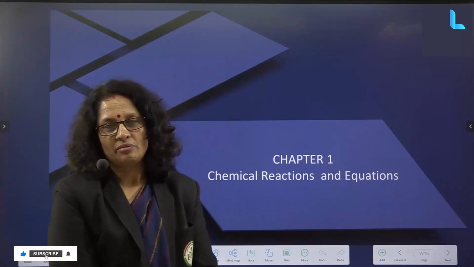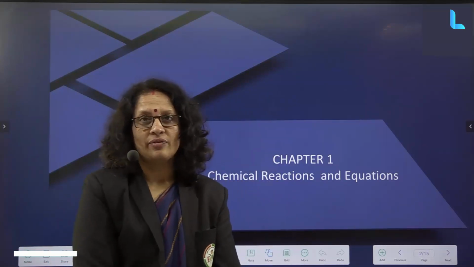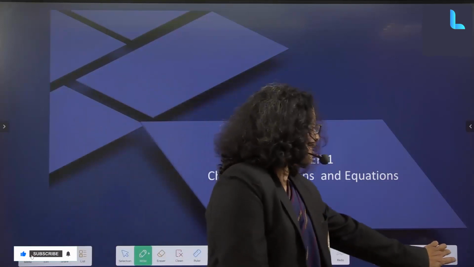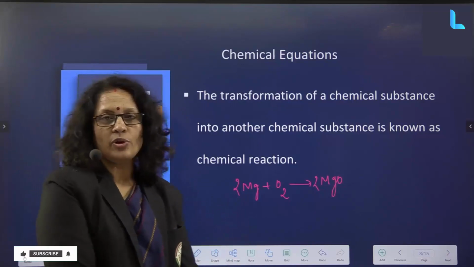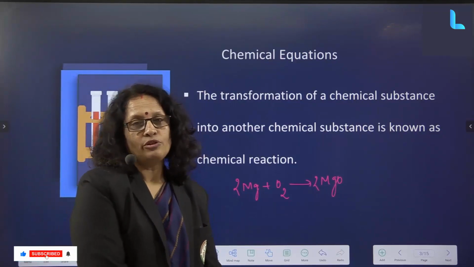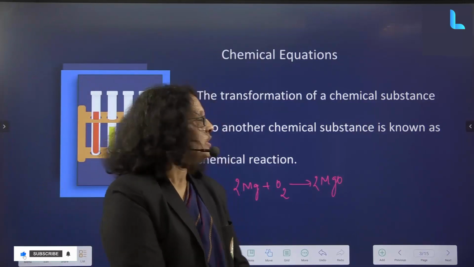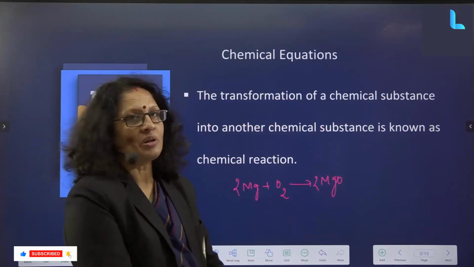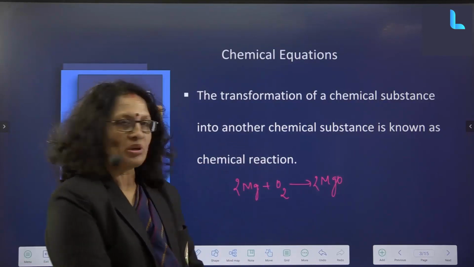Around us there are many activities which are happening constantly. Different types of chemical reactions are constantly happening in our daily life. So how can we write that in the form of an equation? If we can write the transformations in the form of an equation using a specific formula, that will be easier. So the transformation of a chemical substance into another is known as a chemical reaction.